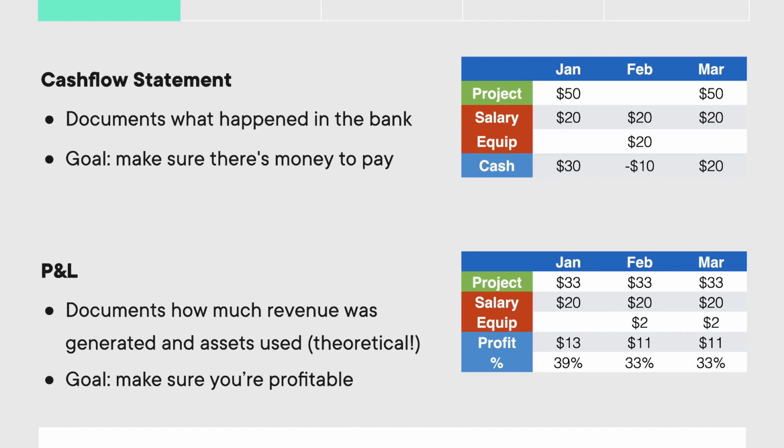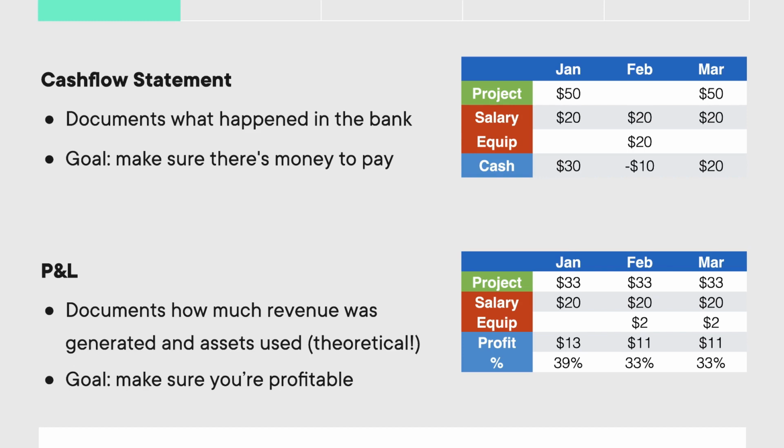Now, when it comes to equipment, we did have to pay $20 in February, but the truth is that we bought an asset that we're going to use for, let's assume, 10 months. So actually, it's an asset that costs us $2 per month, because again, we bought it and now this asset is going to be used for a long period of time. So basically, what that means is that in January we had a $13 profit. In February we had $11 profit, and in March we had $11 profit as well.